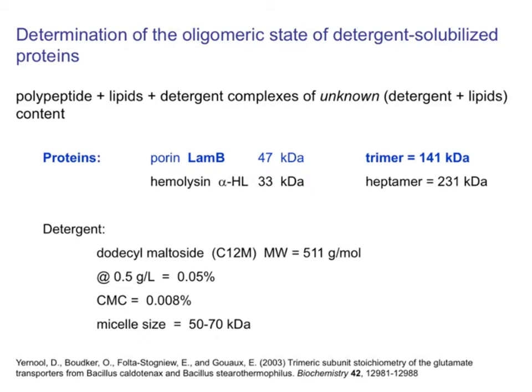These two proteins were supplied by Eric Gouaux's lab. The crystal structures of these proteins were already solved, so we expected that the porin would be a trimer with a molecular weight of 141 kilodaltons, while the hemolysin would be a heptamer with an oligomeric molar mass of 231 kilodaltons. Both proteins were purified in the presence of the same detergent, decyl maltoside, that was present at a concentration a few times higher than the critical micelle concentration.